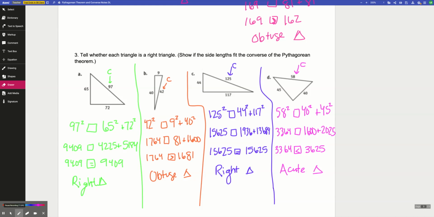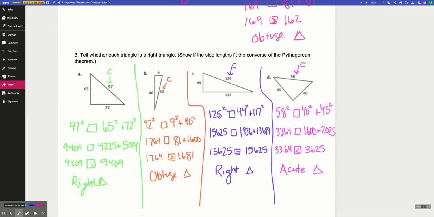Even though the numbers were really large, you still end up with a right triangle here. So my largest number here was 125, so that's my C value, goes on the left-hand side. I have my little box, and then I have 44 and 117 are my other sides. Square everything, add what needs to be added, and you end up with the same 2 numbers on both sides, so that has to be a right triangle.